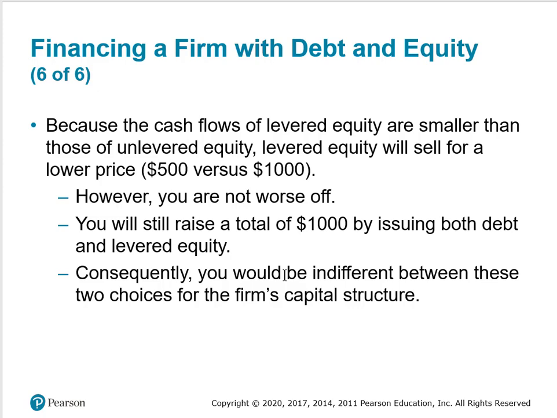Again, 500 versus 1,000. However, you're not worse off. You'll still raise a total of $1,000 by issuing both debt and levered equity. So as an owner, as an investor, you'd be indifferent between those two choices for the firm's capital structure. Now, I agree that this is sometimes a little difficult to fathom. It's kind of hard to wrap your arms around this.